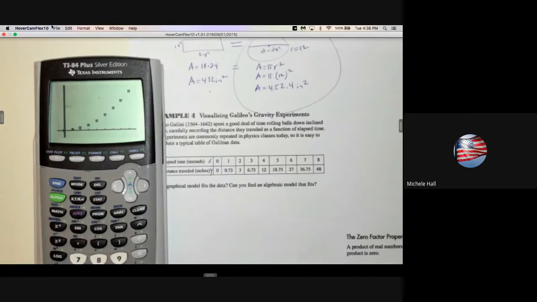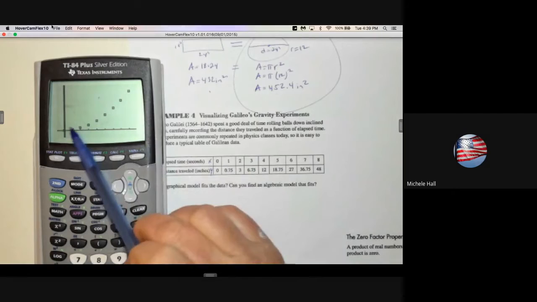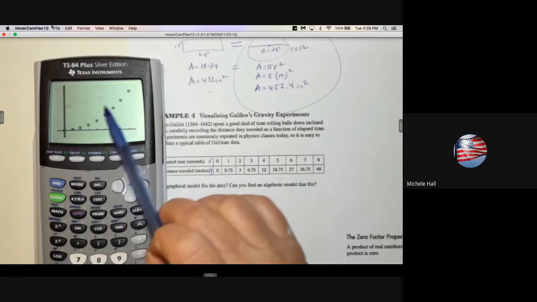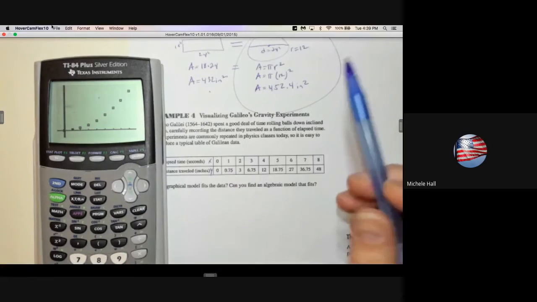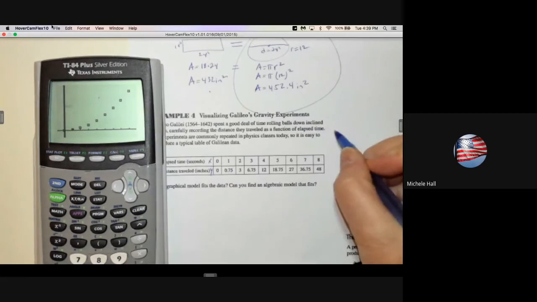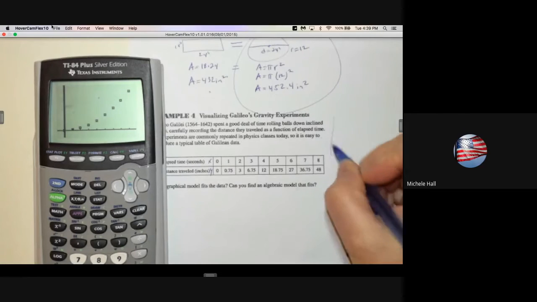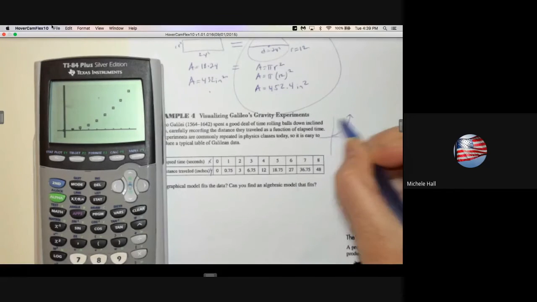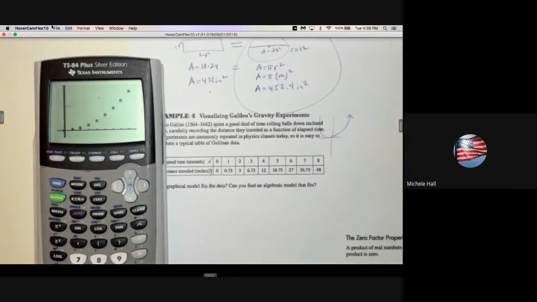And you can kind of see what the shape of this is. I could do a regression. Do I think it's a linear function? Does it look like it's just going up in a straight line? Does that look like the best function? I would say that this is more tending towards looking like a parabola. So I'm going to do regression for a parabola.